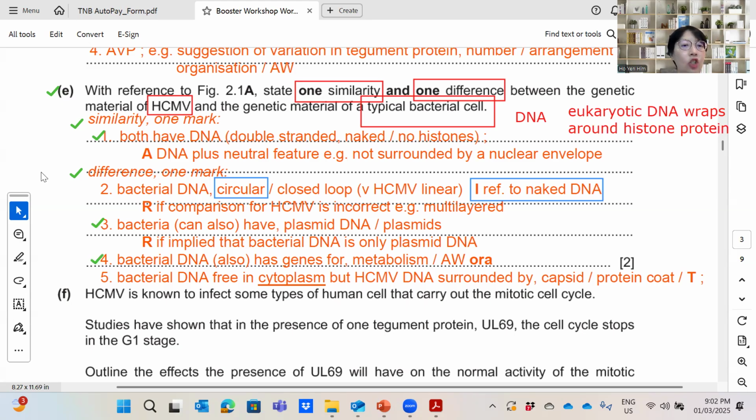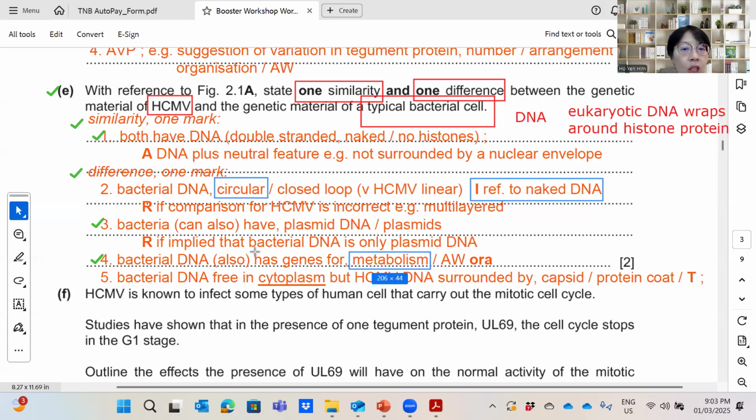Bacterial DNA has genes. Now, "has genes" I don't accept, because viral DNA also has genes, the genes coding for viral protein, viral enzyme. So if you say "has genes", I will not give the mark. That's why you see here they put a comma. Gene for what? Gene for metabolism.